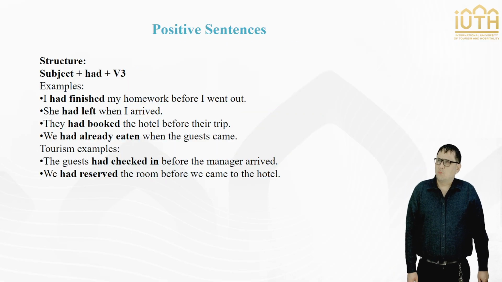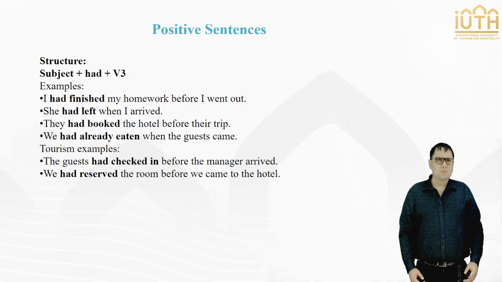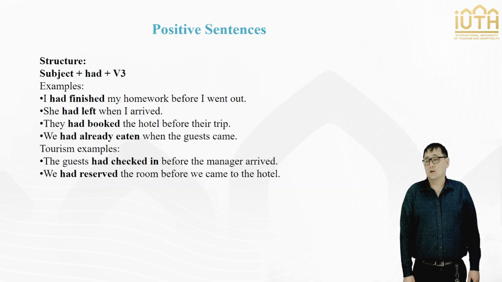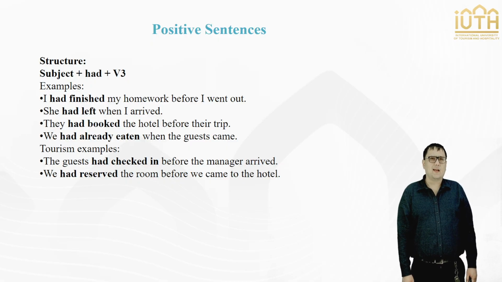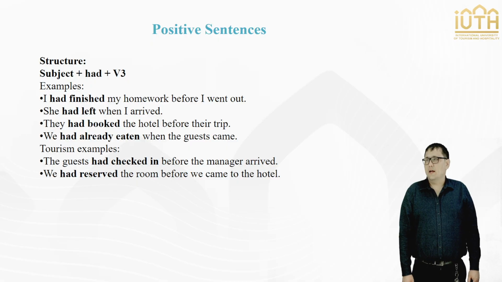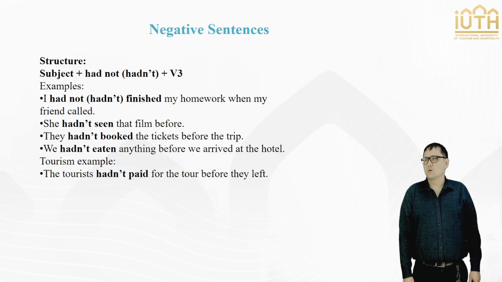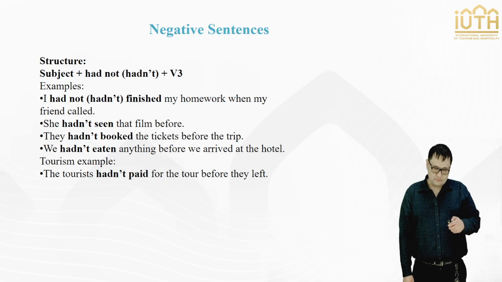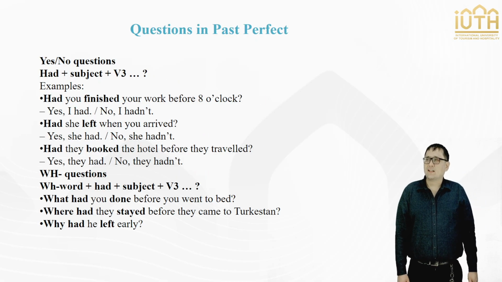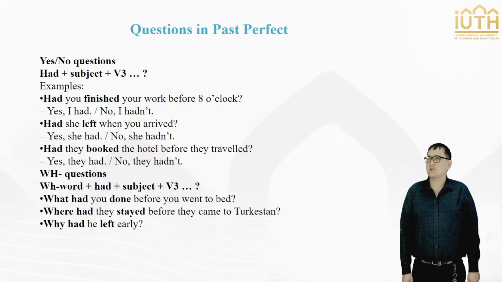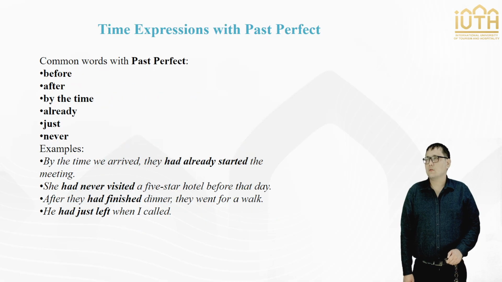So, positive sentences. How do we make a positive sentence in past perfect? We need subject, we need had, we need verb 3. I had finished my homework before I went out. She had left when I arrived. Negative sentences: subject, hadn't, verb 3. I hadn't finished my homework when my friend called. She hadn't seen that film before. Questions: had, subject, verb 3. Had you finished your work before 8 o'clock?